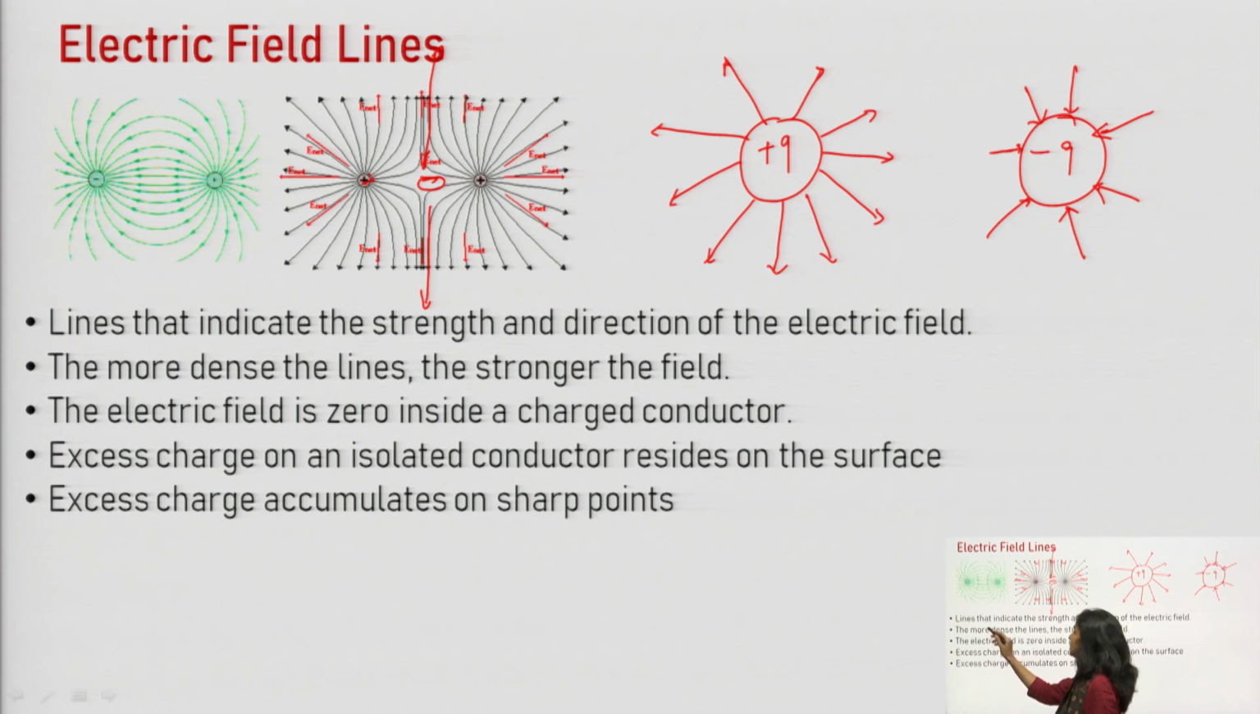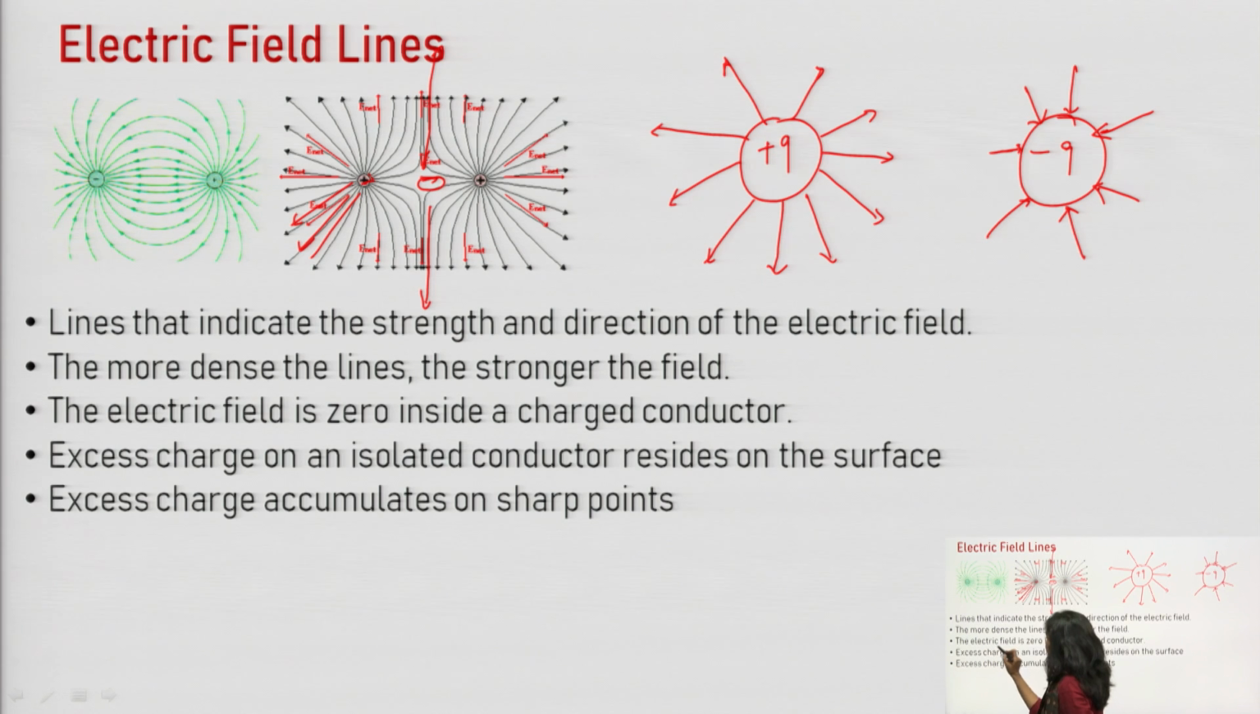So field lines indicate the strength and direction of the electric field. Further, the density of the lines indicates the strength of the field: the more dense the lines are, the stronger the field will be.